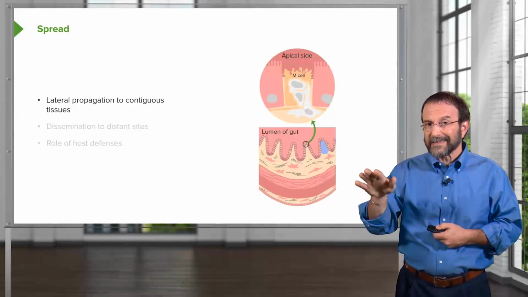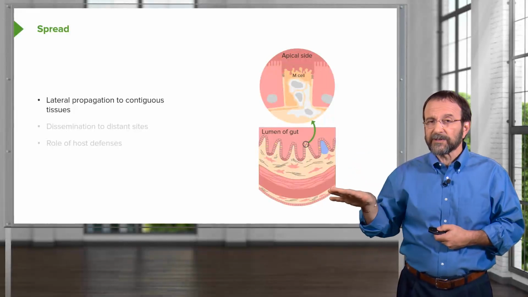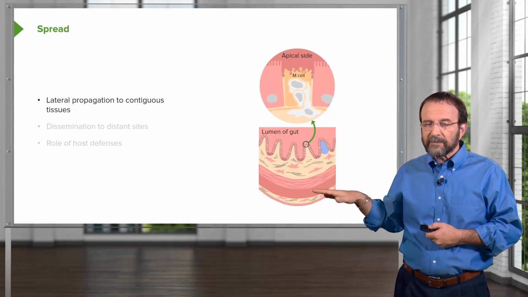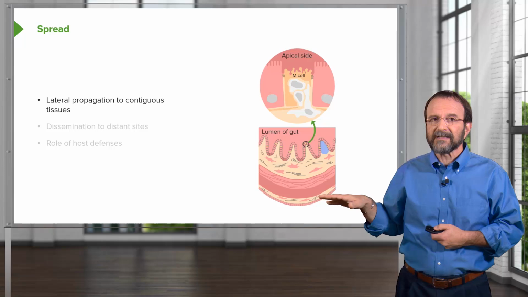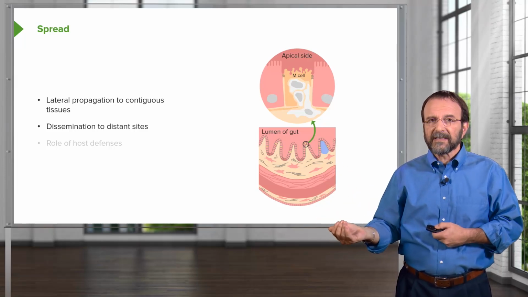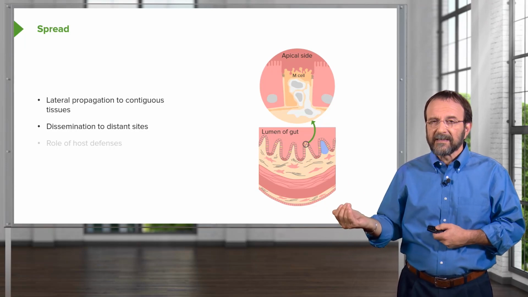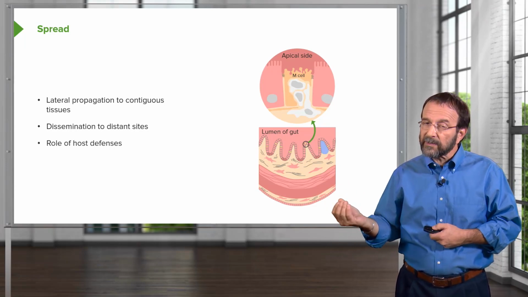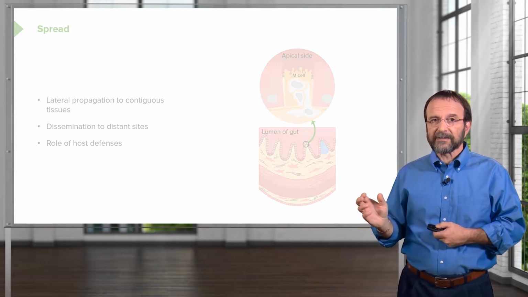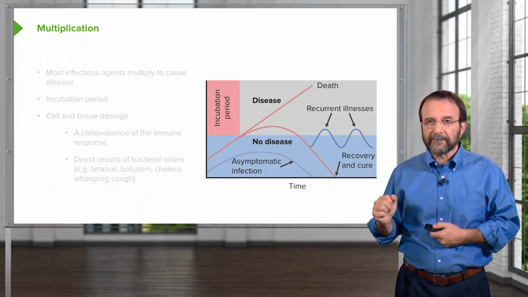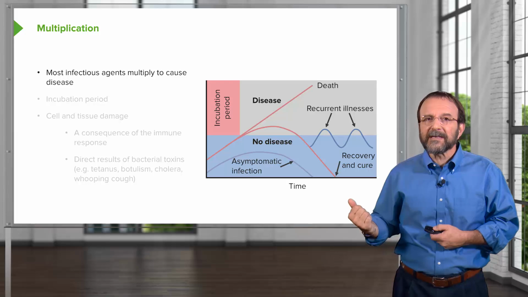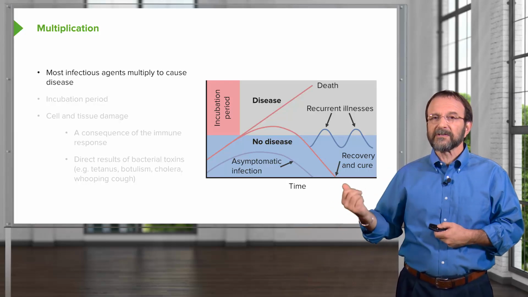Once a bacteria has adhered to the epithelium, which many do, as we'll talk about later, they can move laterally, reproduce, and move across to contiguous tissues, or as I said, they can penetrate the epithelial sheet and disseminate to distant sites. Our immune defenses play a big role in limiting such incursions, but they don't always win, and bacteria do enter the rest of our body. Once a bacteria or many bacteria are in us, they typically multiply in order to cause disease.